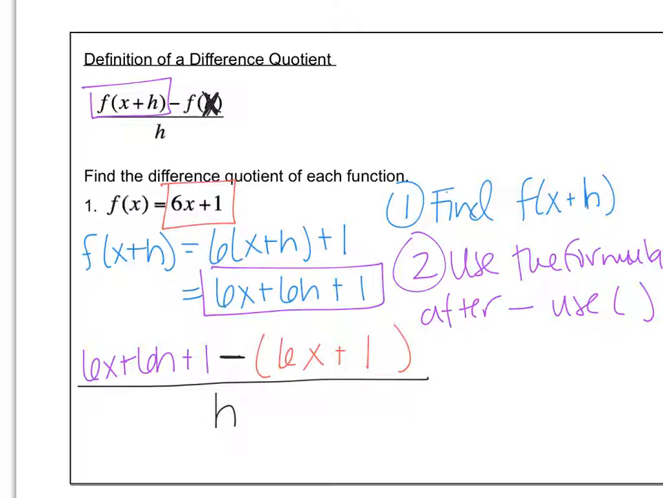I just took that and plugged that in, using parentheses though. Make sure after that minus sign you use parentheses or you're going to mess it up. And then divide by h was already in the formula. So it's literally just taking what we found, plug it in. Minus what this is, plug it in. Are we okay?